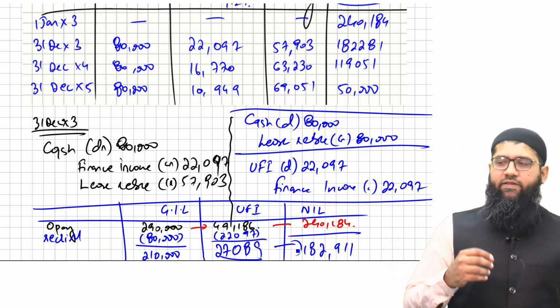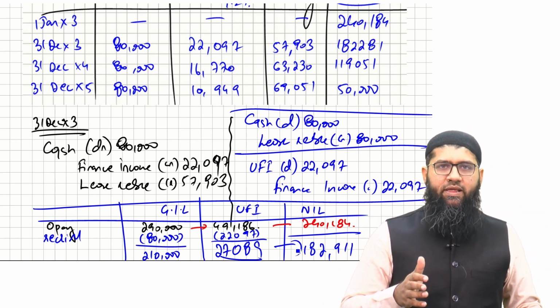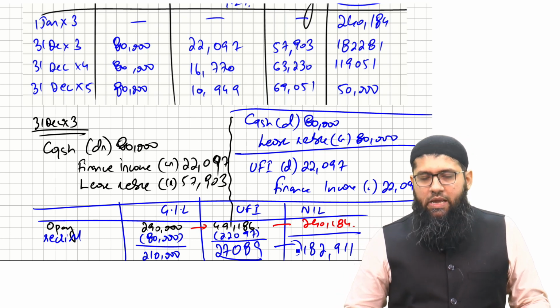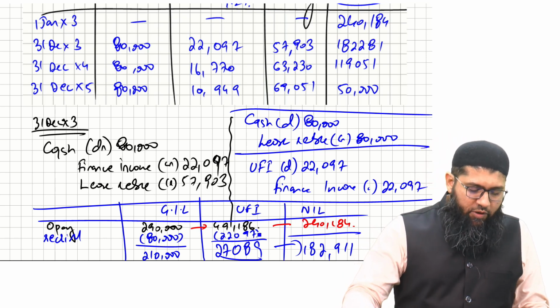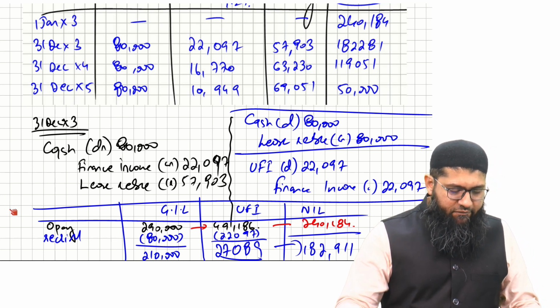So what is it that you need to do? You need to de-recognize the asset, you need to recognize the lease receivable, and correspondingly that's how things are going to move. So basically from the books of lessor, this is how the accounting is going to be for the finance lease.